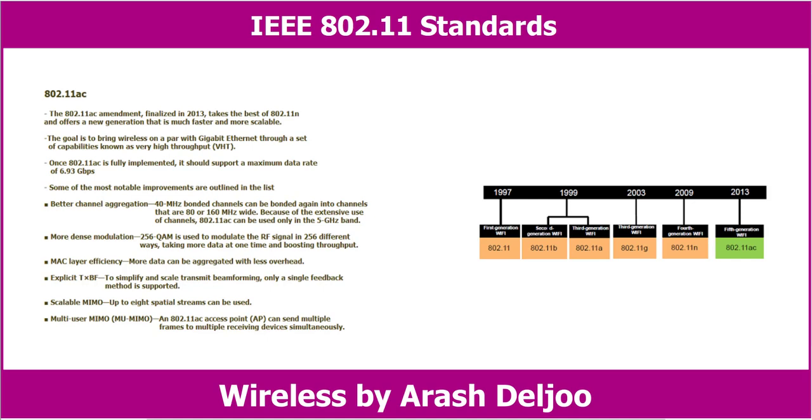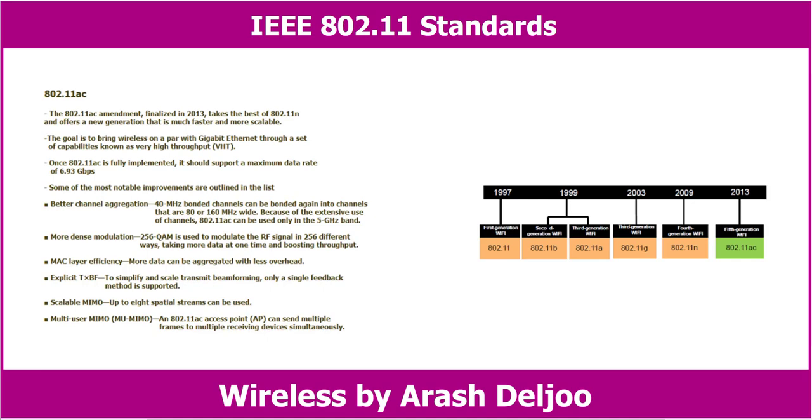More dense modulation. 256 QAM is used to modulate the RF signal in 256 different ways, taking more data at one time and boosting throughput. MAC layer efficiency. More data can be aggregated with less overhead. Explicit transmit beamforming. To simplify and scale transmit beamforming, only a single feedback method is supported. Scalable MIMO. Up to 8 spatial streams can be used. Multi-user MIMO or MU-MIMO. An 802.11ac access point or AP can send multiple frames to multiple receiving devices simultaneously.